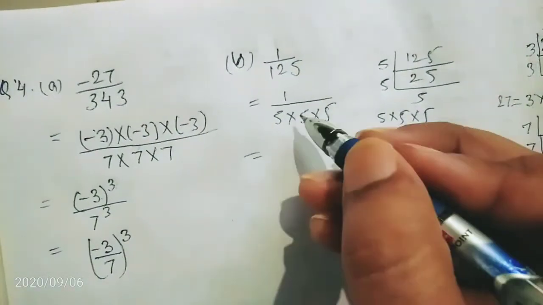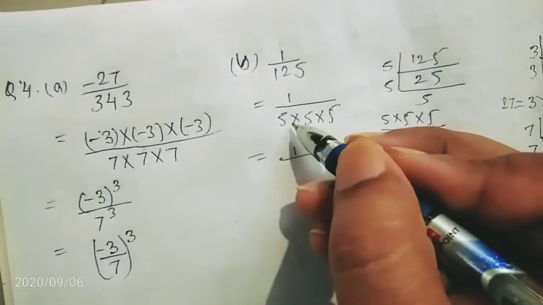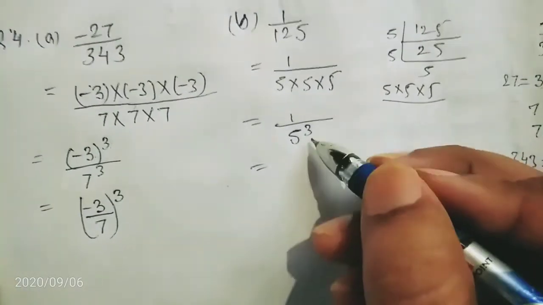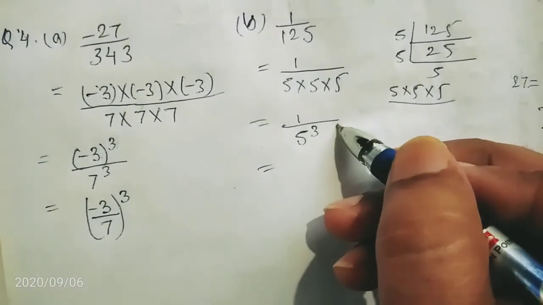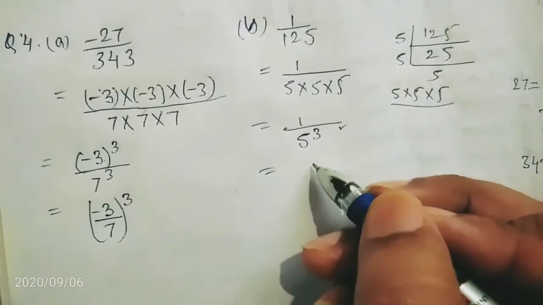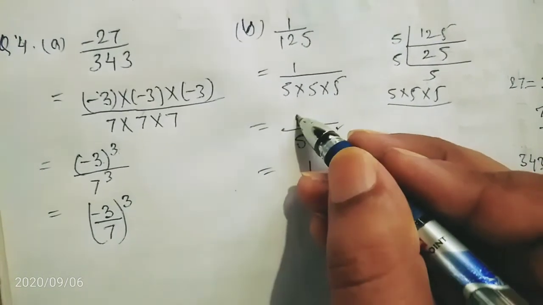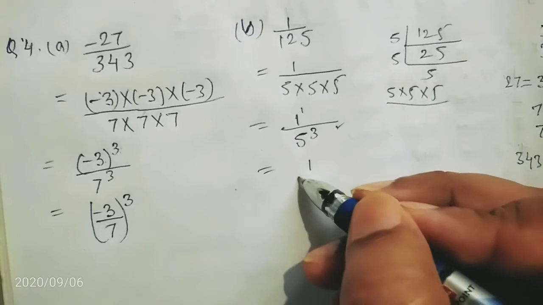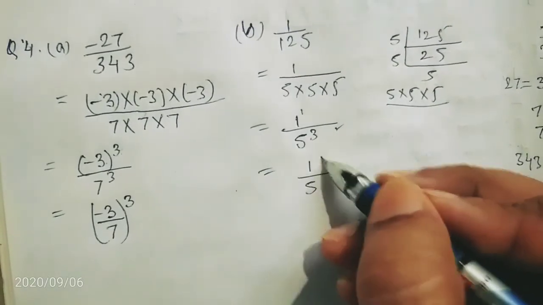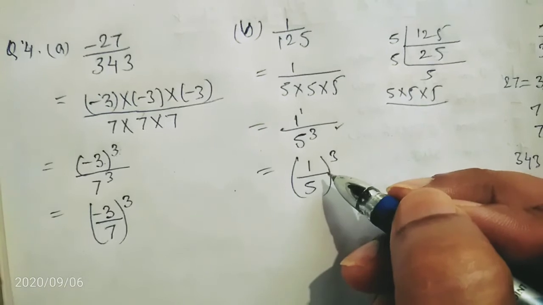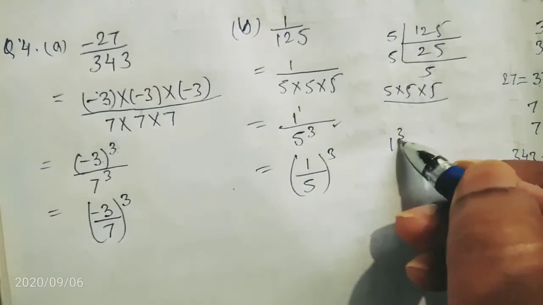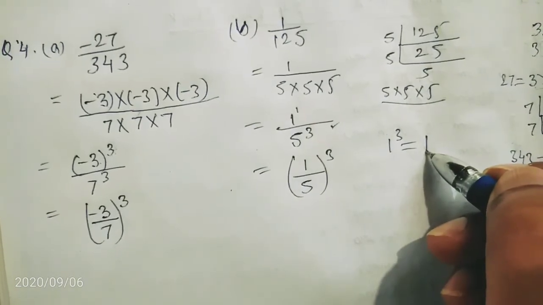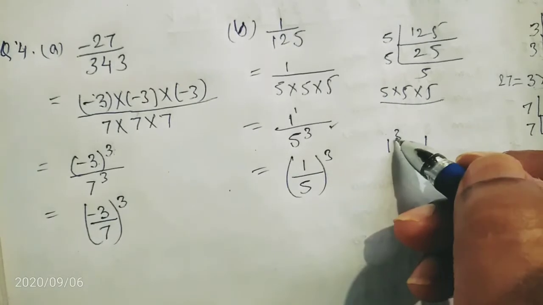Now 1 is 1 and 5 is 3 times, so 5 to the power 3. Now you can keep the answer like this, or you can give it like this also. 1 has what power? The power is 1. Here you can write the common power 3 also, because when we write 1 to the power 3, the answer is 1 only. That's why you can give any power over 1.